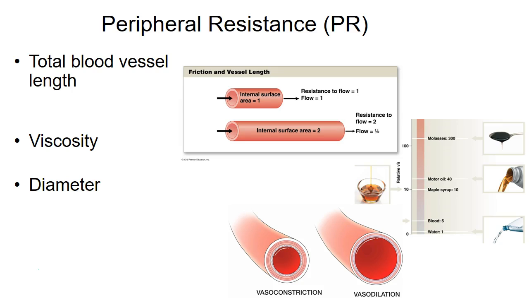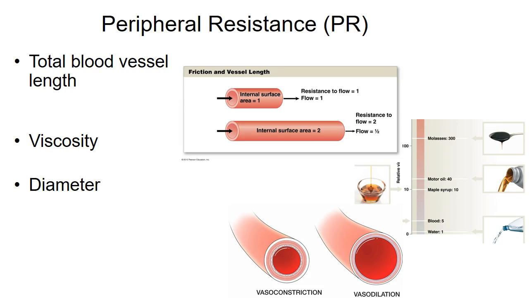include the total length of whatever tube you're putting the fluid through. The longer that tube is, the more resistance the fluid is going to encounter. If you had a tube that you're trying to put water through that is only this long, it's not much resistance compared to a tube that would be as long as this room. So the length of the vessel that the blood has to flow through influences the amount of resistance that the blood encounters.